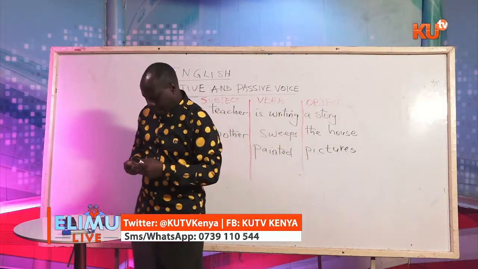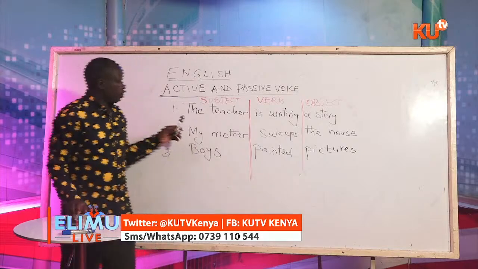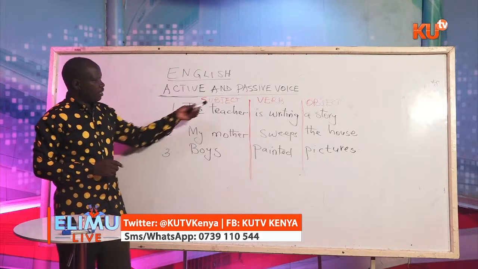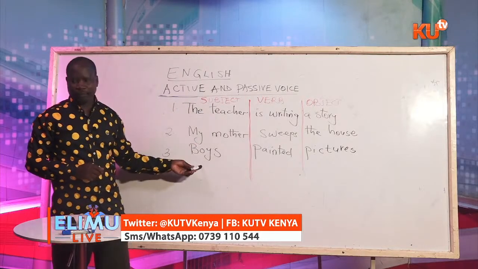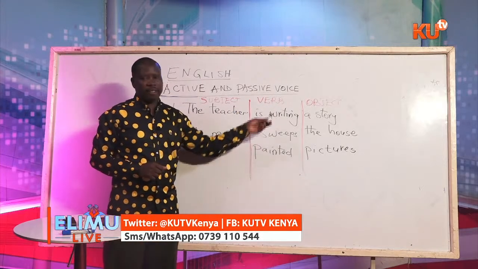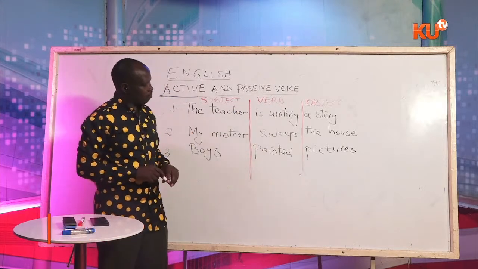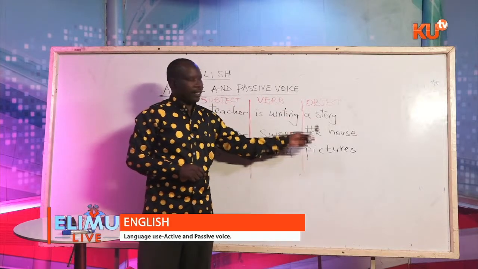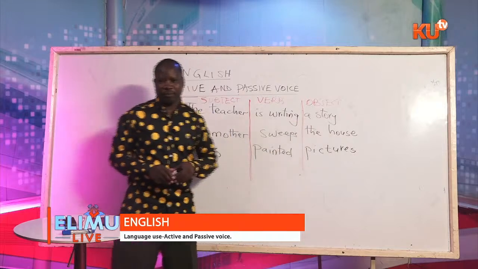The receiver of the action is the object. So when we write any sentence, we have the subject, who is the doer of the action. We have the verb, which is the action itself. And then we have the object, which represents the receiver of the action.